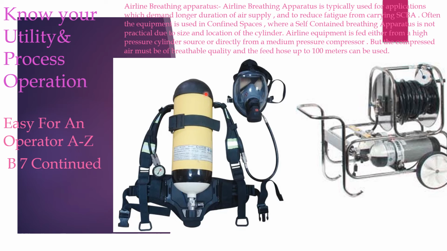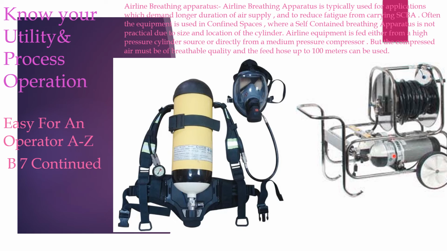The cylinder size is smaller than an SCBA and is very small, and this is a cylinder which is supplying air with a mobile trolley. Hose length is a maximum of 100 meters. You can tie the cylinder to the back side, and the hose will be connected to this. This is a regulator.